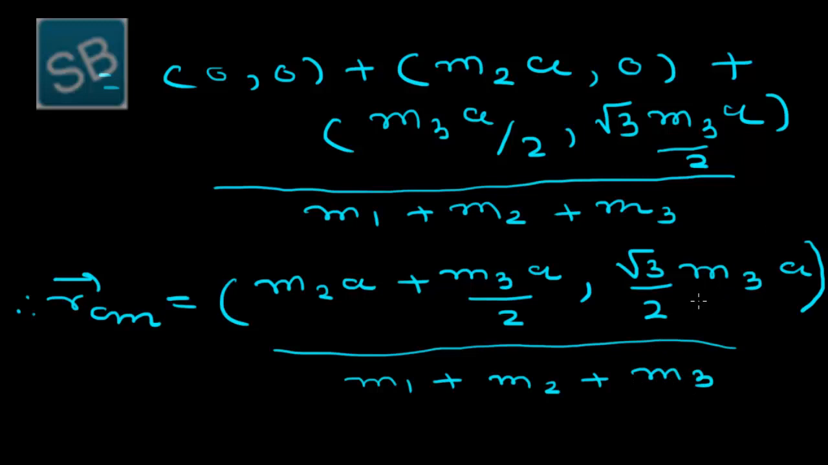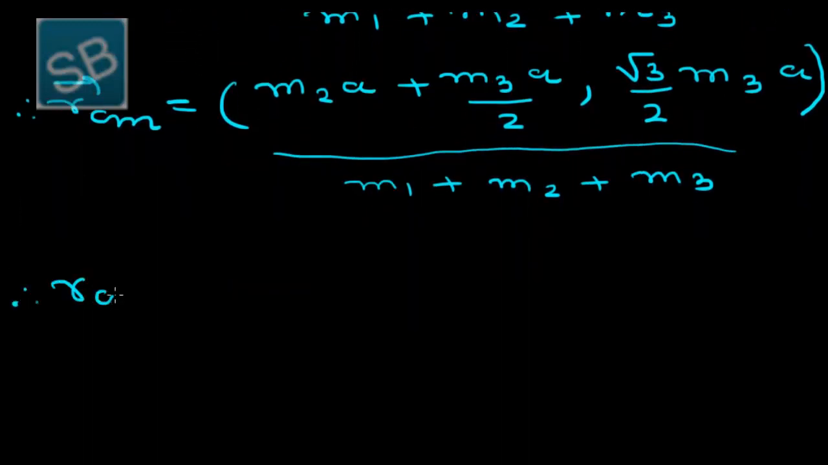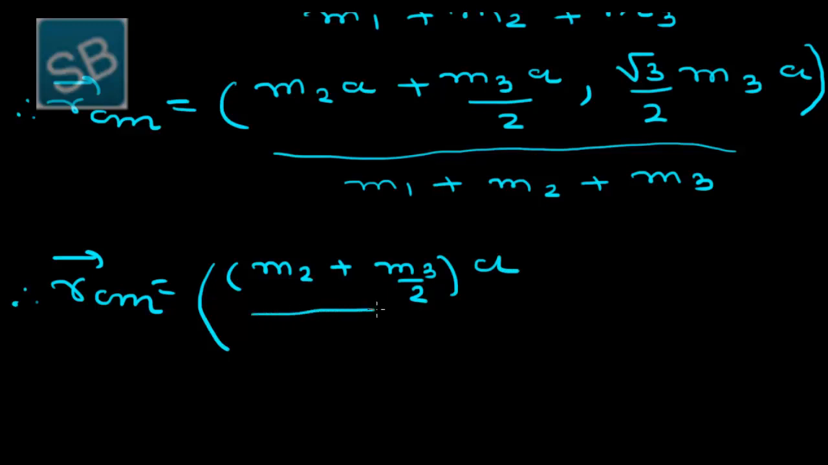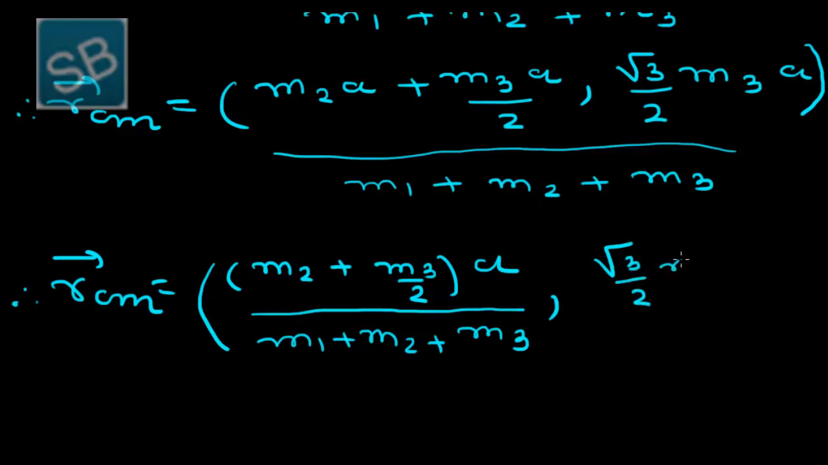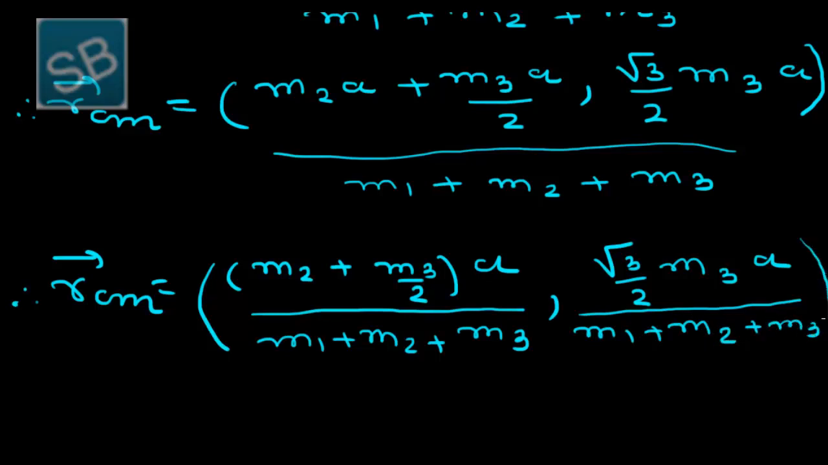So this is the actual relation, but what should be the x coordinate and y coordinate actually? We can write that this term is totally divided by the total mass, and this term is also divided by the total mass of the system. Therefore, my center of mass is, taking A as common from the x coordinate, (M2 plus M3 by 2) into A divided by (M1 plus M2 plus M3), comma, under root 3 by 2 M3 A whole term divided by M1 plus M2 plus M3, and here the bracket is over.